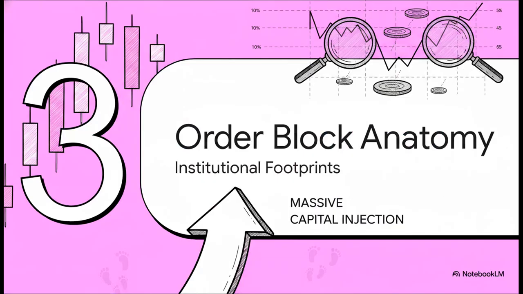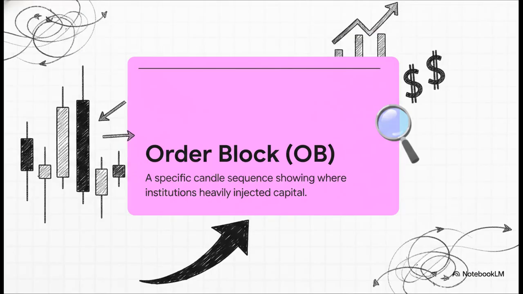Section 3. Anatomy of an order block. Finding the institutional footprint. So, if these algorithms are constantly hunting for massive pools of liquidity to execute their orders, how do we, as independent traders, actually spot their capital injections on a standard chart? Well, they leave behind what we call an order block.